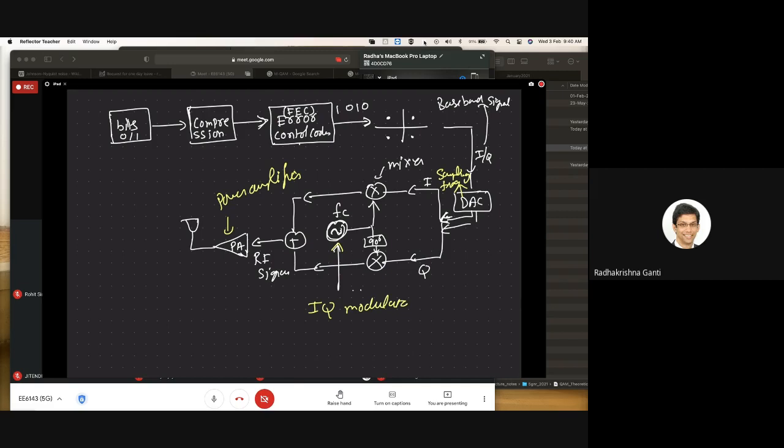They are upconverted. Let me write up the equation, maybe it will become clear. If you have I of t, the real in-phase part, you multiply it by cos 2 pi fct, minus Q of t, the quadrature part, times sine 2 pi fct. This is your transmitted signal y of t. y of t is a real signal. It's one signal.